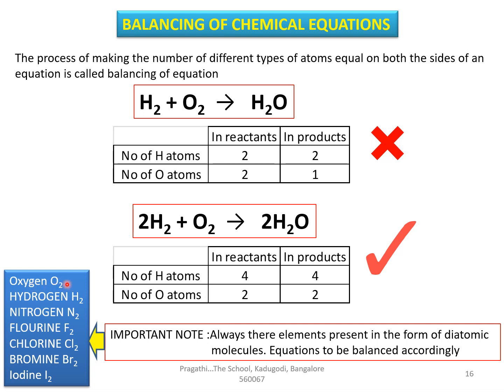How we have to write O2. Hydrogen means we should not write H, we have to write H2. Similarly, nitrogen N2, fluorine F2, chlorine Cl2, bromine Br2, iodine I2. So you should remember these kind of things. And all these rules we have to remember.